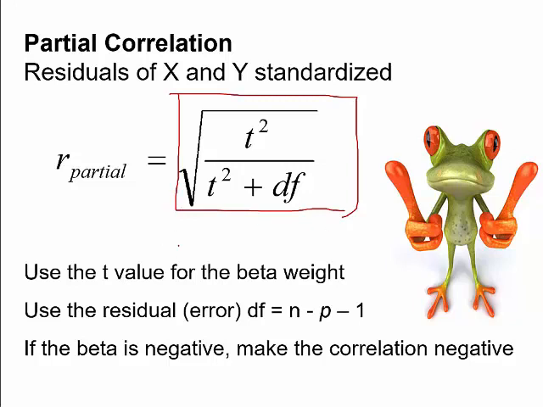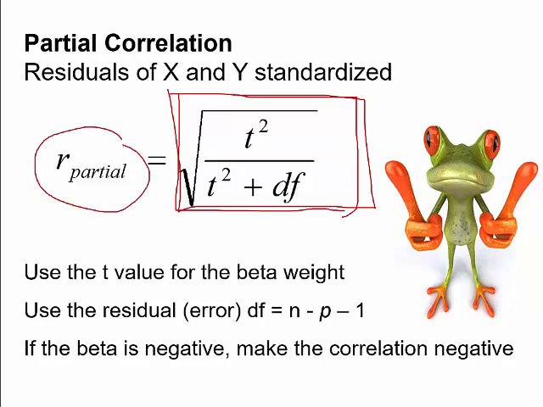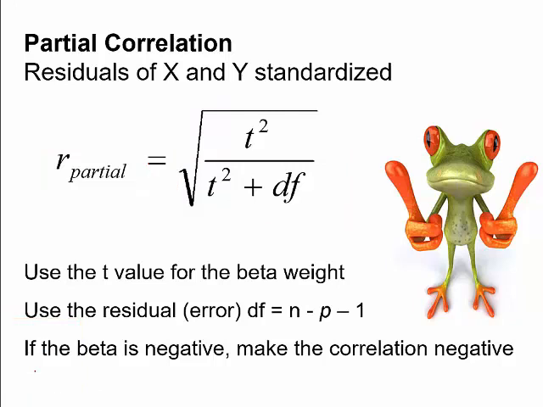And if you do a t-test for a beta weight and take the t-value you get from the beta weight and plug that in, which we're doing right here, then you will get a partial correlation, which is giving you the partial correlation using x to predict y and giving you the effect of x on y after controlling for the other control variables in your equation. That's what the partial correlation is giving you.